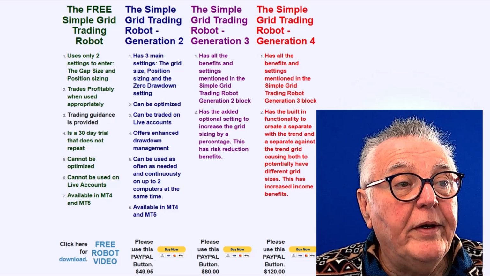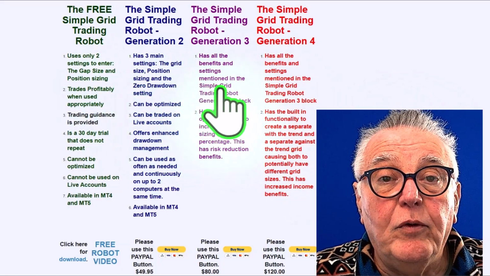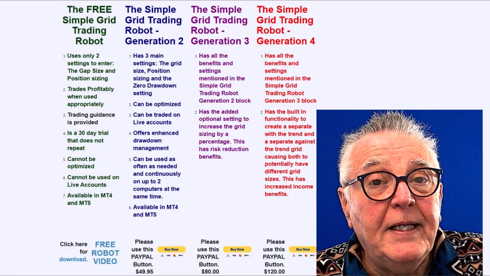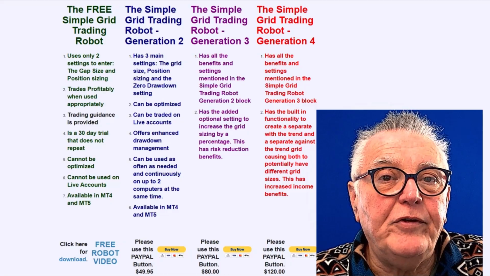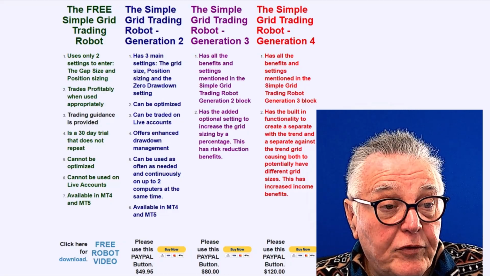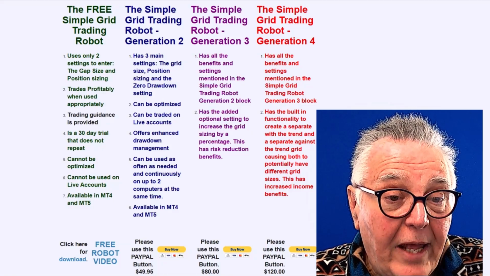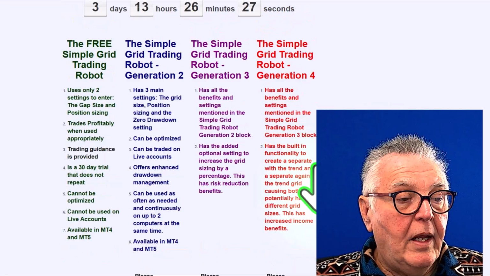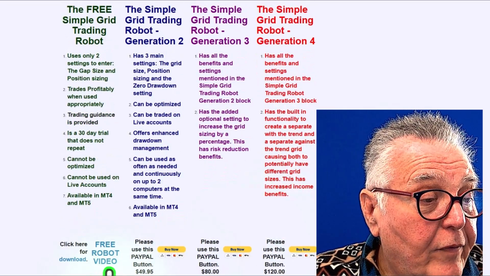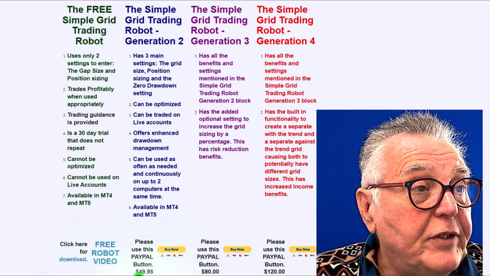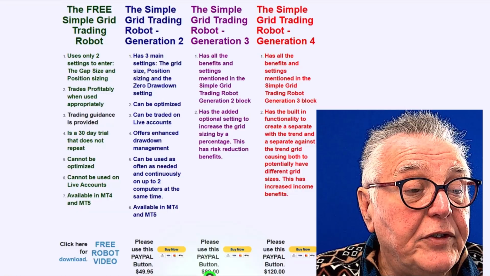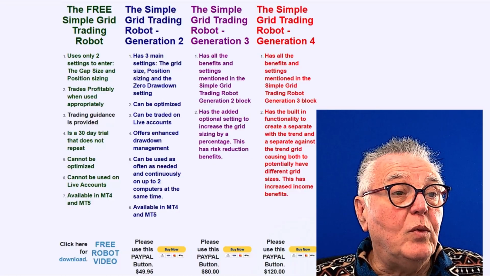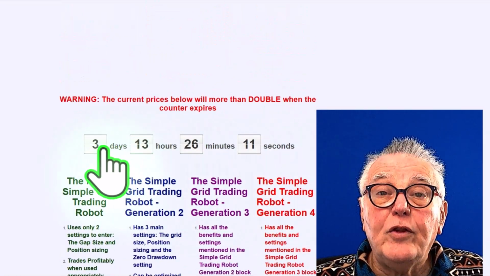Now, if you've bought one of these before and you want to go to generation 4, we have put in a mechanism for you to purchase the next version at a reduced price. All you have to do is go to your EA factory download page, the one you downloaded your original purchase from, and there will be options and PayPal buttons for you to purchase the next one. And here are the current prices, roughly $50 for generation 2, $80 for generation 3, and $120 for generation 4. And those prices will expire in 3 days and 13 hours.